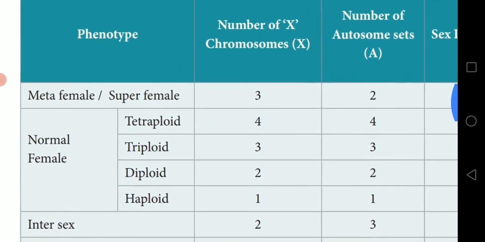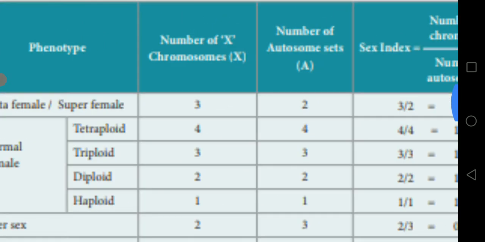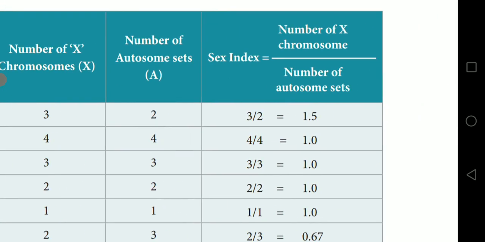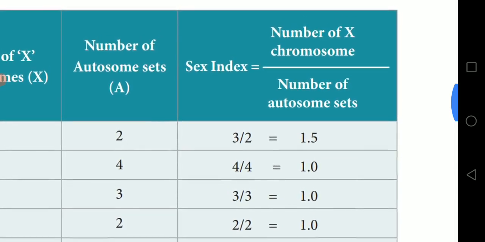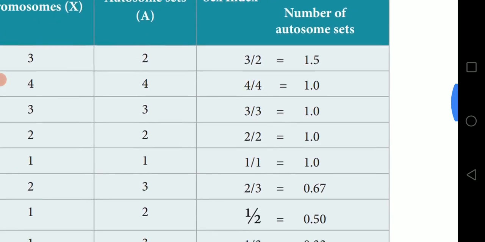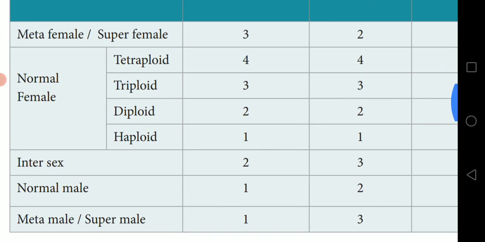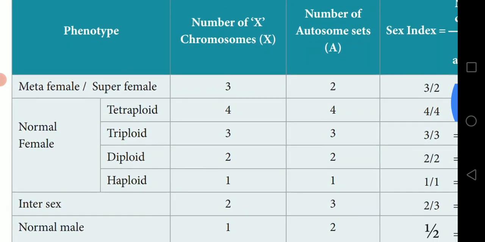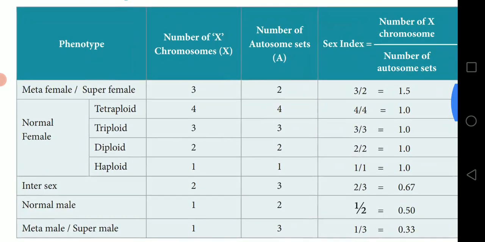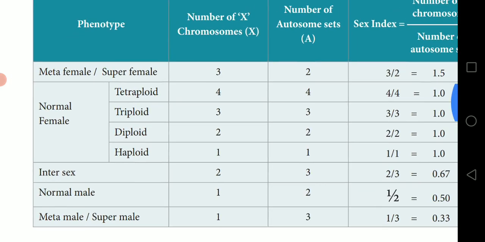Here, phenotype means external features or external structure. The number of X chromosomes, the number of autosome sets, and the sex index, you have already seen this formula. The sex index is equal to the number of X chromosomes divided by the number of autosome sets. Here they have given the meta female or super female. So the number of X chromosomes is 3, the number of autosomes is 2. So the sex index is 3 by 2, that is 1.5.